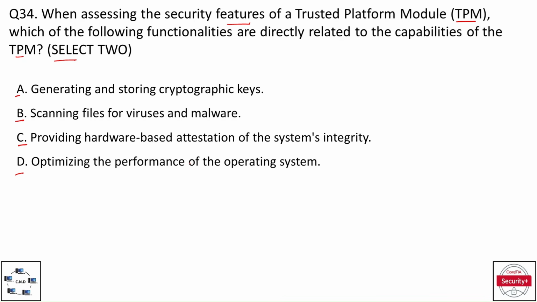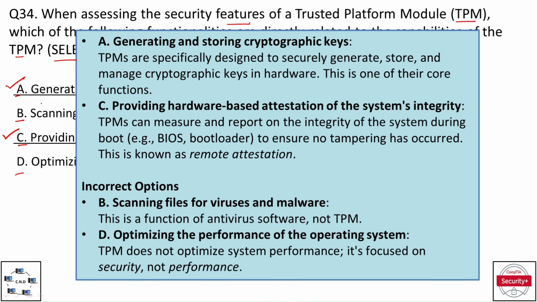And the correct options are option A, generating and storing cryptographic keys, and option C, providing hardware-based attestation of the system's integrity. And the explanation is, option A, generating and storing cryptographic keys. TPMs, or trusted platform modules, are specifically designed to securely generate, store, and manage cryptographic keys in the hardware. This is one of their core functions.